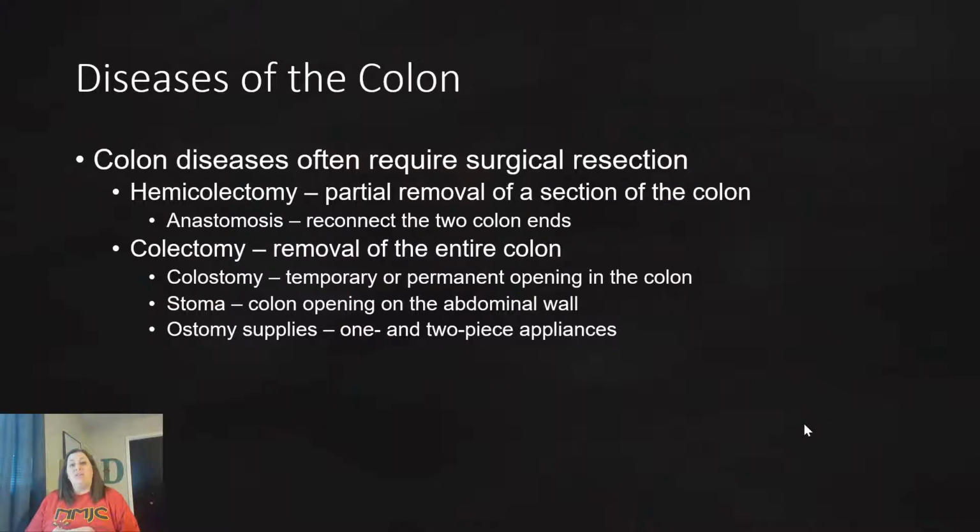A colostomy could be temporary or permanent, and it's an opening in the colon that is to the outside of the body. The stoma is going to be the opening in the abdominal wall, and they'll normally need what we call ostomy supplies, which is going to be pieces that are applications to that opening, and feces would be collected in a bag outside of the body instead of going through its normal cycle through the intestines.